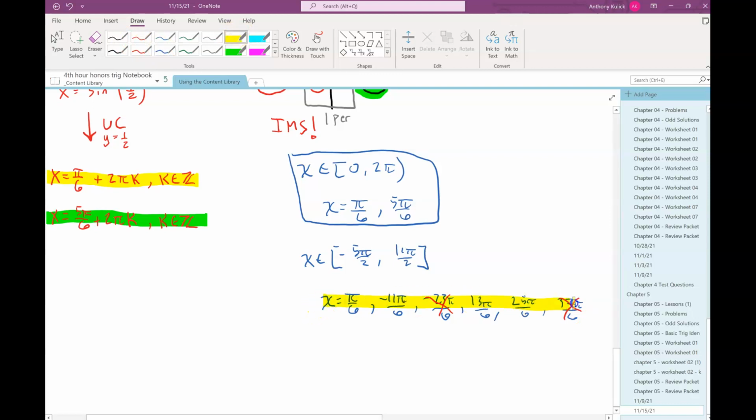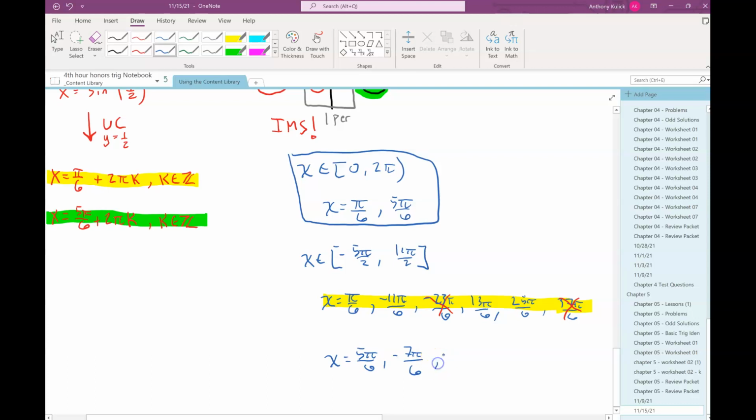So I don't want that solution. These are the answers that are coming from the pi over 6 plus or minus 2 pi k. Let's get the answers from the 5 pi over 6 plus or minus 2 pi k. So again, 5 pi over 6 is our base solution. If I subtract 2 pi from that, I have negative 7 pi over 6, a little bit less than negative 1 pi. So that one's good.